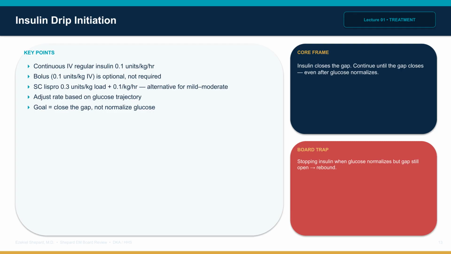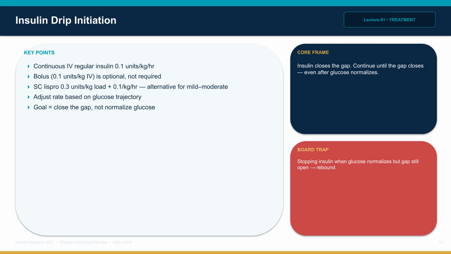The standard regimen is continuous IV infusion of regular insulin at 0.1 units per kilogram per hour. A bolus of 0.1 units per kilogram IV push is optional, but it's not required. Subcutaneous insulin, such as Lispro, at 0.3 units per kilogram, then 0.1 units per kilogram every hour, is an alternative for mild to moderate DKA. The infusion rate is adjusted based upon the glucose trajectory, but the goal is closure of the gap, not normalization of the sugar. The board concept is this, all right?